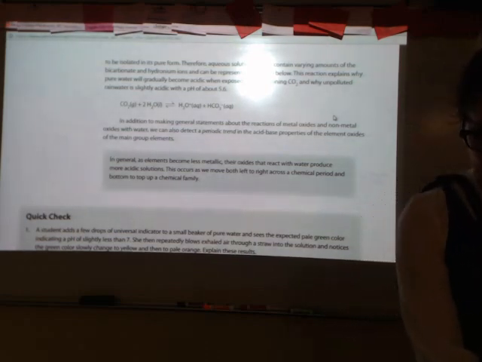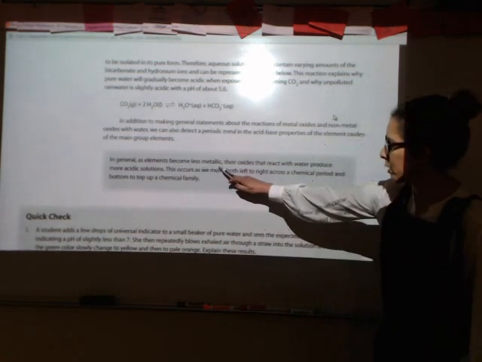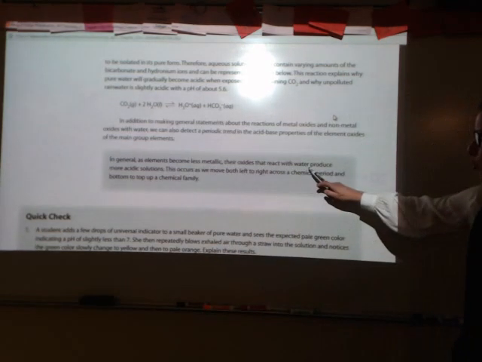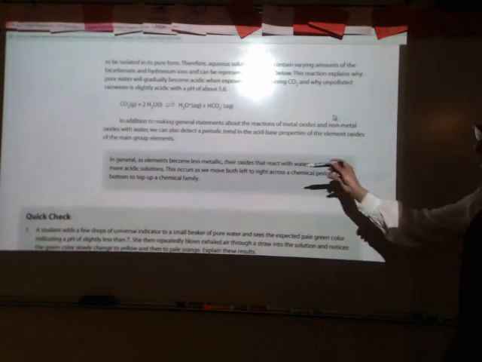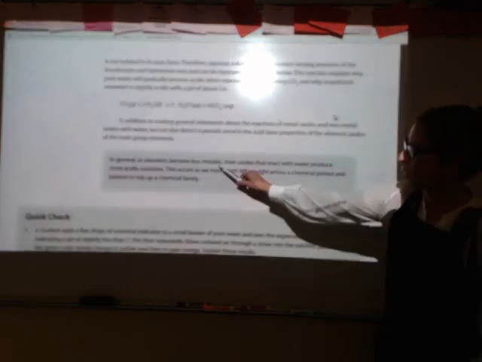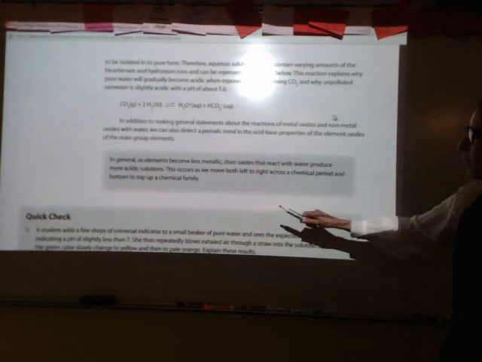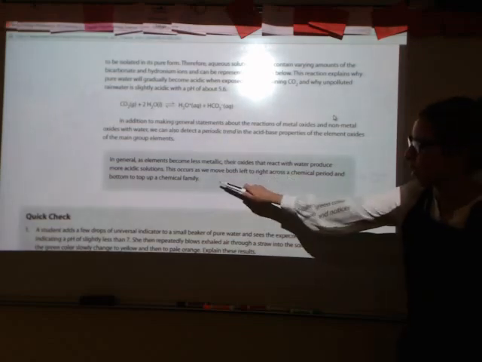There is a trend on the periodic table that predicts some of the acid-base properties of some of the oxides. These are only for the main group elements. In general, as elements become less metallic, their oxides that react with water produce more acidic solutions. Remember, metallic character increases to the left and down as you move away from the nonmetals. So if it's becoming less metallic, you're going up and to the right. So it says here, this occurs as we move both left and right across the chemical period and bottom to top of a chemical family. Take a look at the quick check.